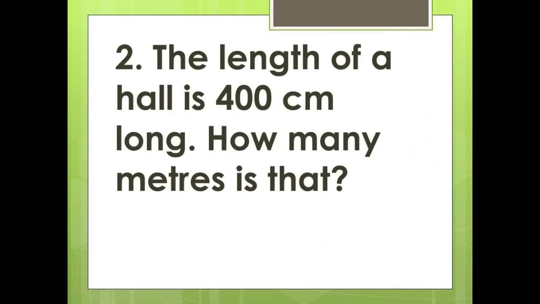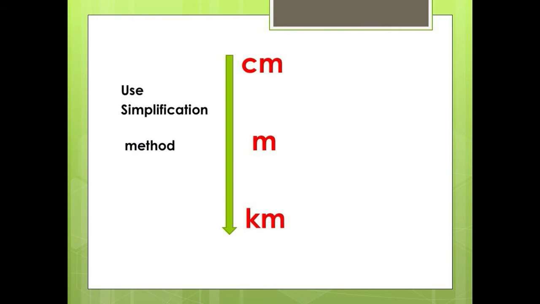The length of a hall is 400 centimeters. How many meters is that? See here, children, we have to convert from centimeter to meter. In the question they have given 400 centimeters. It should be converted to meters. Now centimeter is up, meter is down. If you want to convert from up to down, we have to use the simplification method.